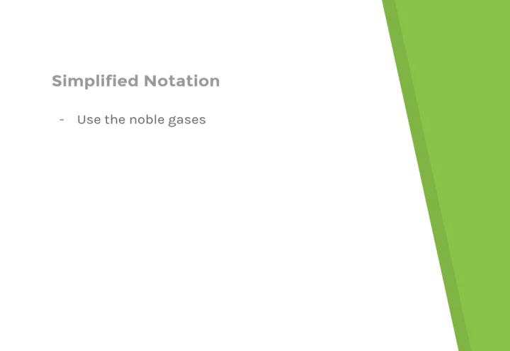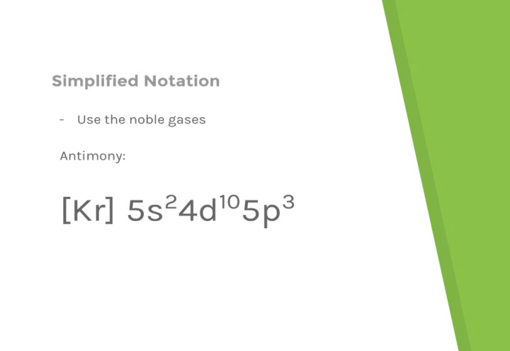So let's do antimony again. Looking at the table, we see that krypton is the noble gas that comes before antimony because it's on the row above. So we rewrite Kr in brackets, and then list the electron configuration for the row that antimony is on. So we end up with [Kr] 5s², 4d¹⁰, 5p³. And this hopefully makes your life a little bit easier as you do these.